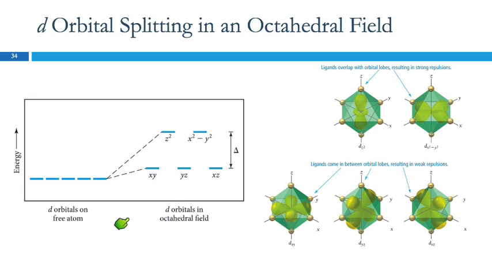So if we look at an energy diagram, in a free atom we have 5 d orbitals. They're degenerate, they're all the same energy. Here we're going to get orbital splitting, and we're going to have 3 orbitals that are lower in energy and 2 that are higher in energy. And we can measure the difference here, and we call that delta, the difference in energy. Any questions?